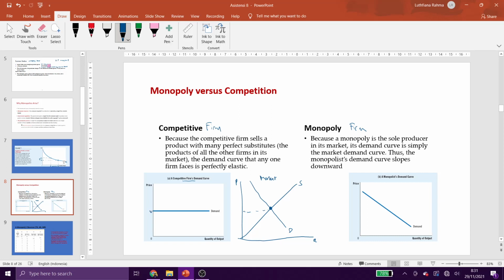So the firm's demand curve would be a horizontal line, or you could say that the elasticity would be perfectly elastic. Meanwhile, for the monopoly firm, you could see that the monopoly's demand curve, or the firm's demand curve, would be downward sloping, or we could say that the slope is negative.